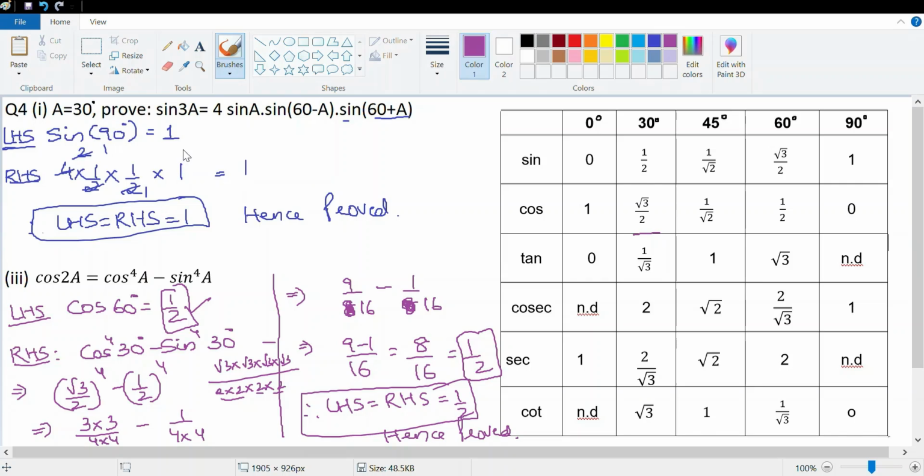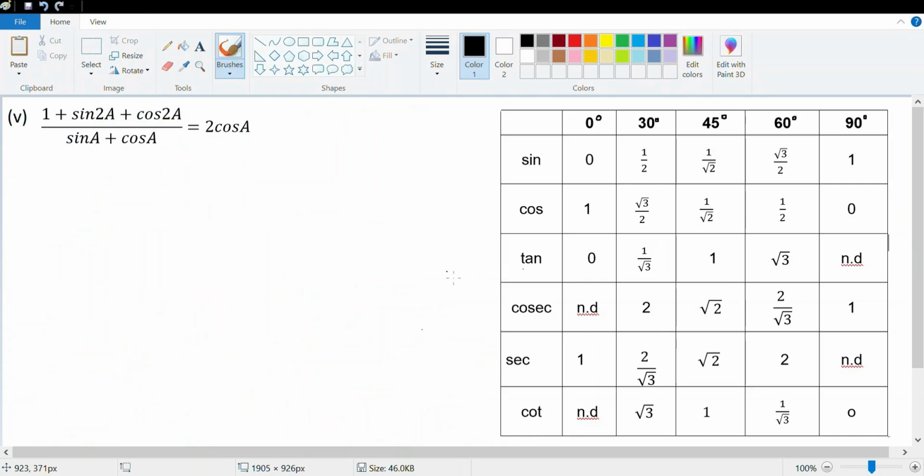The next question that we're doing is question number 4, part 5. It says prove that 1 plus sine 2a plus cos 2a upon sine a plus cos a is equal to 2 cos a. Let's work with the right hand side first. Right hand side is a simpler term. In this case, 2 times cos 30 degree, which is equal to 2 times root 3 upon 2, which is equal to root 3. So let's look at the left hand side now.